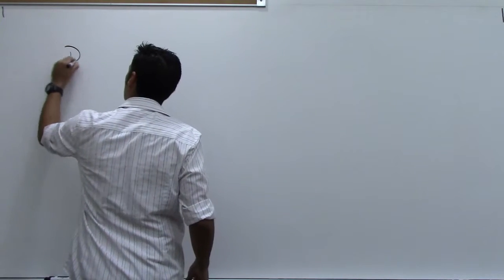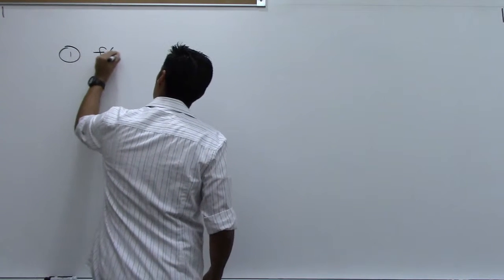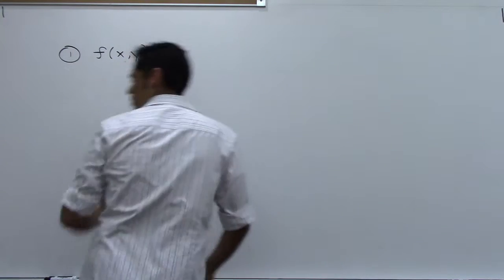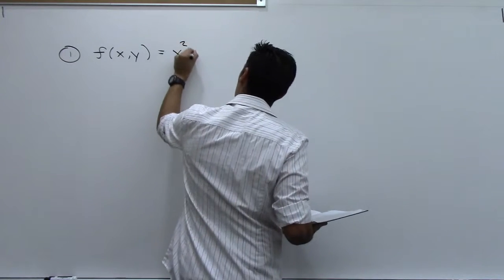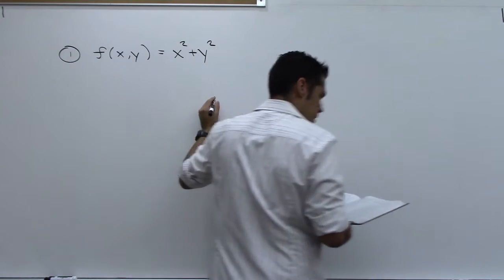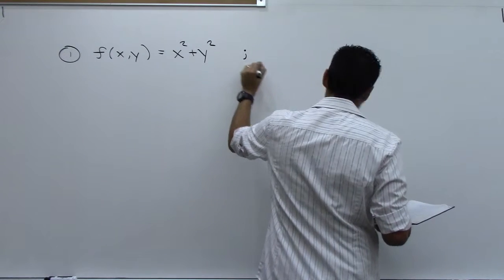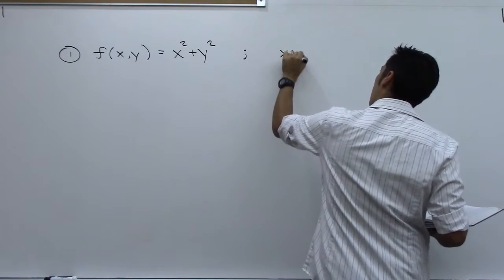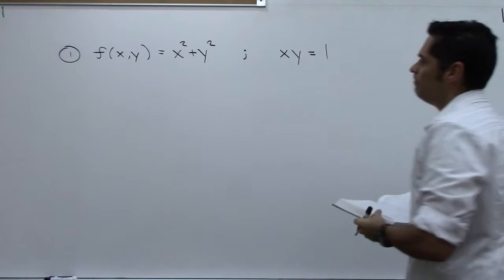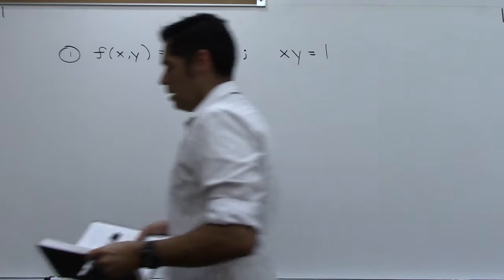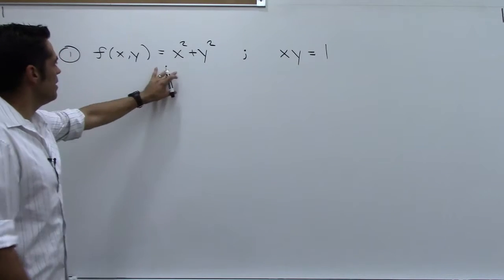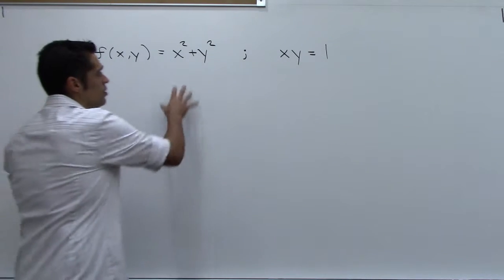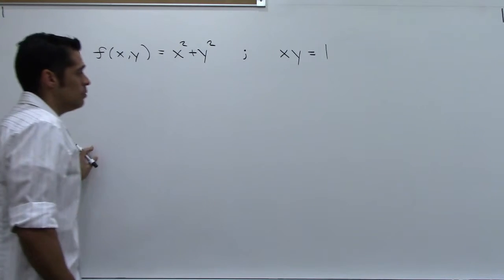So for number 1, we have a function of two variables, f of x, y, equals x squared plus y squared. And then we have a constraint that x times y must equal 1. All right, so we're trying to find the maximum and minimum values of this function, but we are constrained to this curve x times y equals 1.